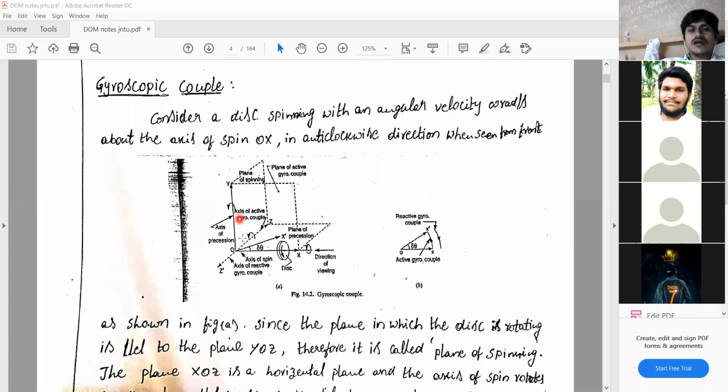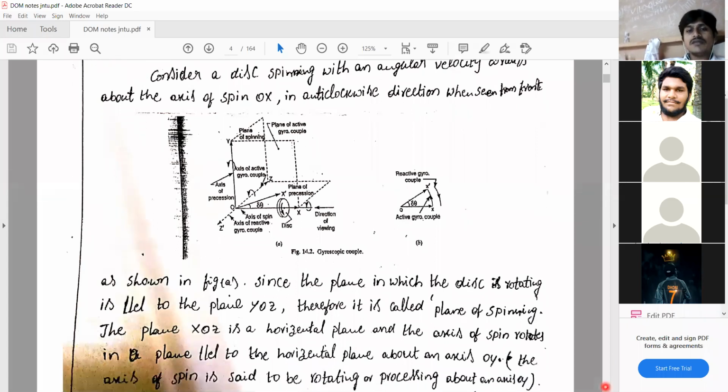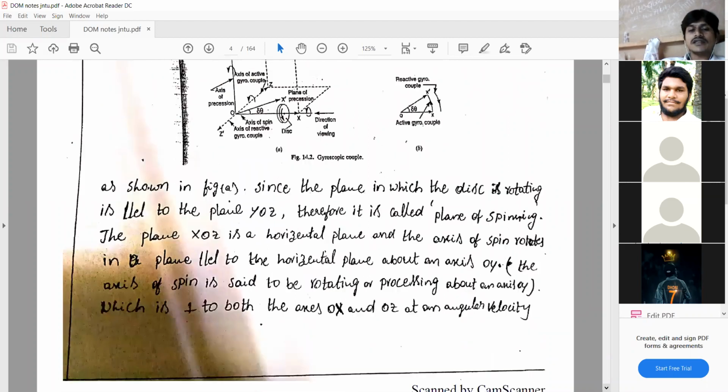Plane of spinning, plane of precession, and plane of active gyroscopic couple. So here, when the disk is rotating and at the same time has some angular displacement del theta, it may also shift from OX to OX dash. So that is the change of angular momentum. So how much angular momentum is in our disk? First we will calculate that value.